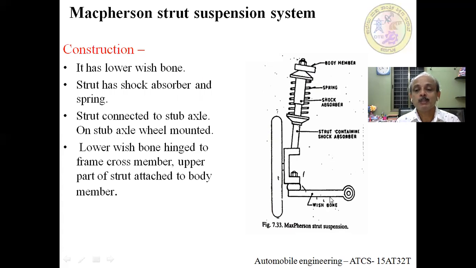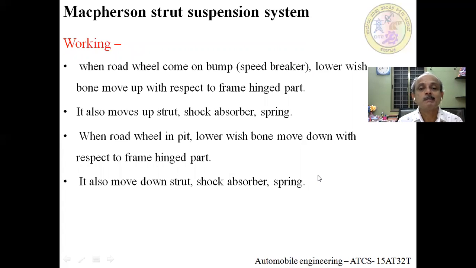It has a lower wishbone at the bottom, and the strut has a shock absorber and spring. The strut is connected to the stub axle here. On the stub axle, the wheel is mounted. The lower wishbone is hinged to the frame cross member. The upper part of the strut is attached to the body member. So we'll go for the working again.